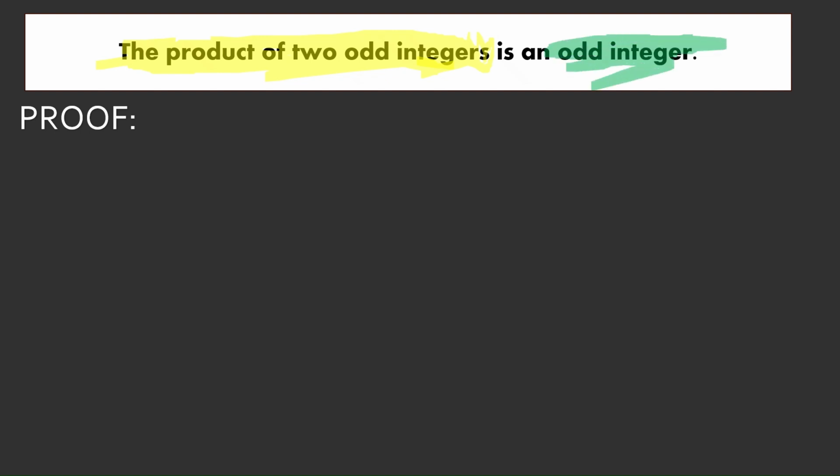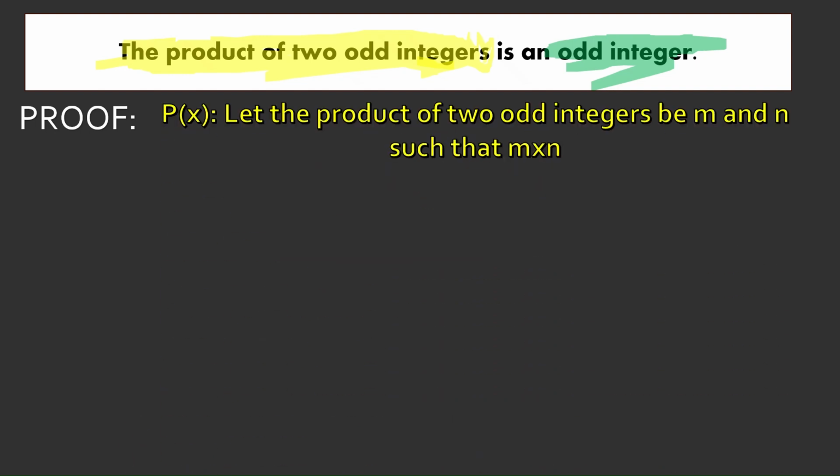So how does this look in words? Well, this is how you would phrase it. You put P of X, semicolon, let the product of two odd integers be m and n, such that m times n. You could use other letters if you want to. I just use m and n. It's just easy. And then we have Q of X. So we say let m times n be odd.